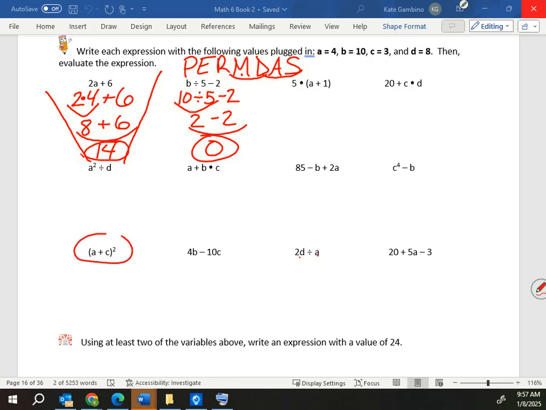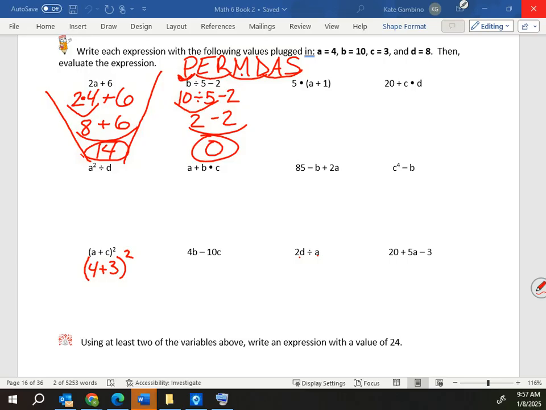Let's look at this one right here. The parentheses with A plus C, and then we have that square. Who thinks they know how to figure that one out? Aiden, what should I write? The parentheses? Yes. And then our exponent. It's super important that we keep those parentheses on there, because when we look at PEMDAS, it's telling me I have to do my parentheses before I can do the exponents.